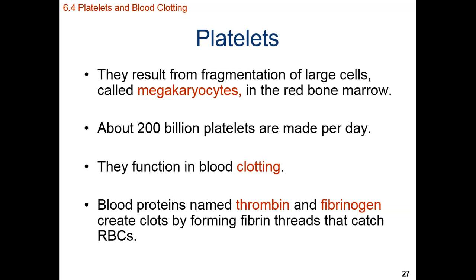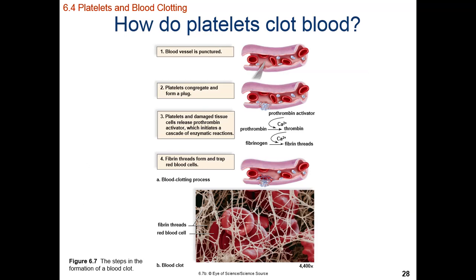Now, within our blood, there are some proteins dissolved, some of which are thrombin and fibrinogen. Both thrombin and fibrinogen work together to make a clot by forming a mesh of fibrin fibers. And that mesh is then going to catch the red blood cells and form the scab, or the clot, so to speak. So let's look at this process of blood clotting. First, step number 1, we're going to puncture a blood vessel.